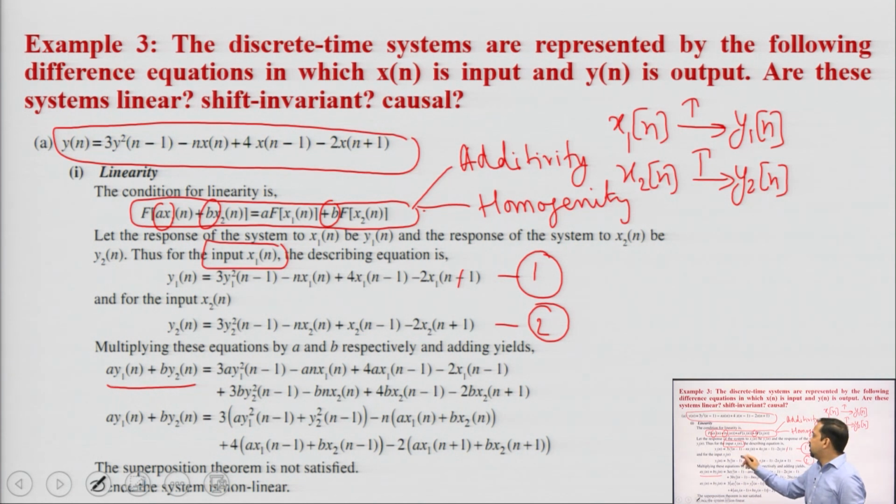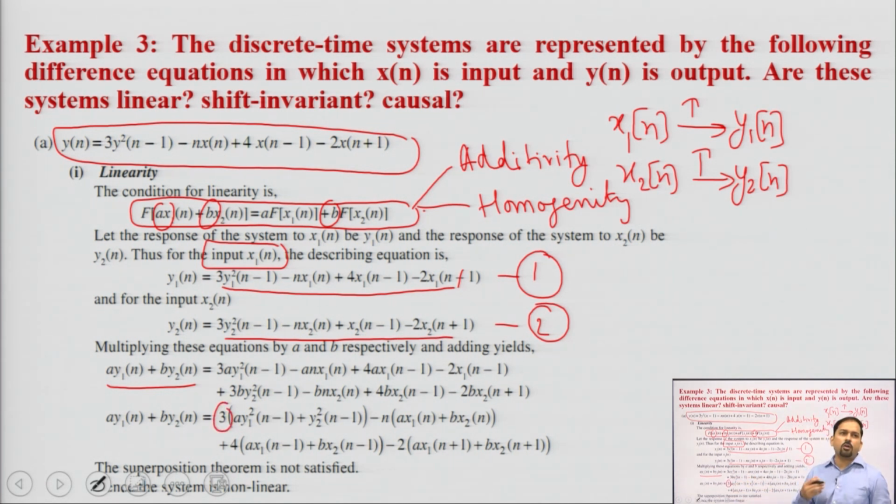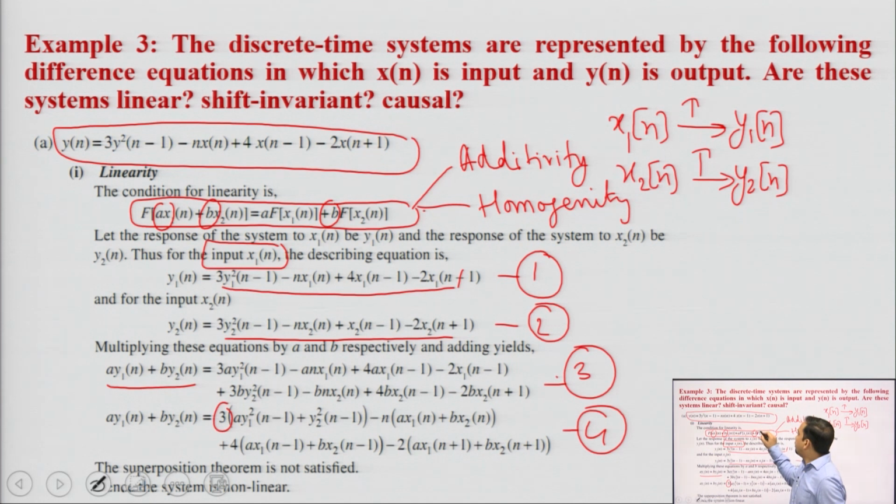Now, on the right, if we are multiplying this by a and this by b, and we are taking common, let's take common in the next step. So, we are getting 3a y1² plus 3b y2² of [n-1]. Similarly, we are getting these terms also, and if we are taking some common from this particular third equation, we are getting this fourth equation. So, this is the first part. Now, we have written the right hand side.